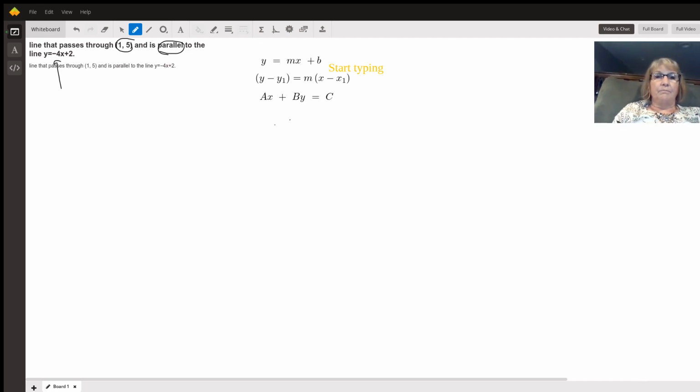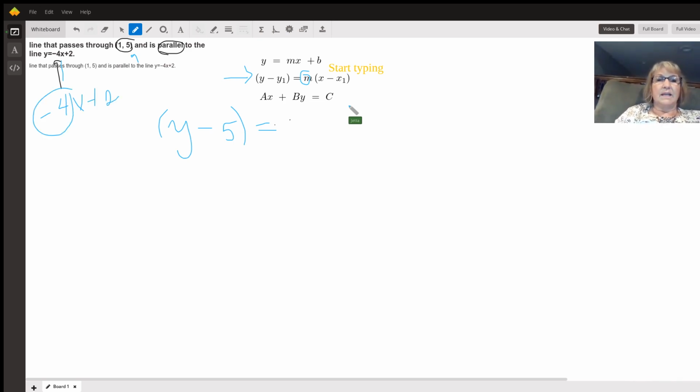So here we go. Let's do that. I'm going to use the point slope form, which is this one. I'll put parentheses, y minus the y of this point, which is 5, equals my slope. Now the slope, remember, if it's going to be parallel to this line, which is negative 4x plus 2, that means the slope of this line is negative 4. Any line parallel to that line is going to have the same slope. So negative 4 is my slope.